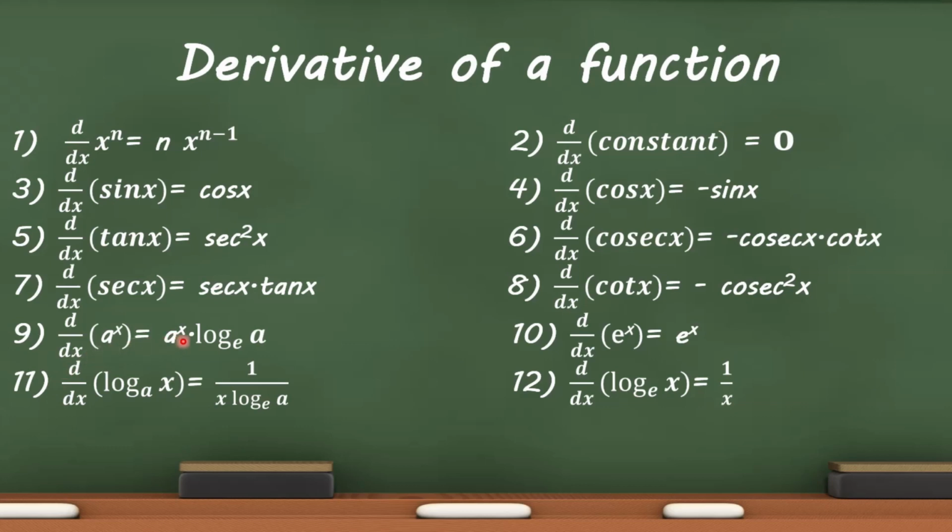Differentiation of a power x is a power x log a base e. Differentiation of e power x is e power x. Differentiation of log x base a is 1 upon x log a base e. And similarly, the 12th: differentiation of log x is equal to 1 upon x. Now next, we have to start indefinite integral.